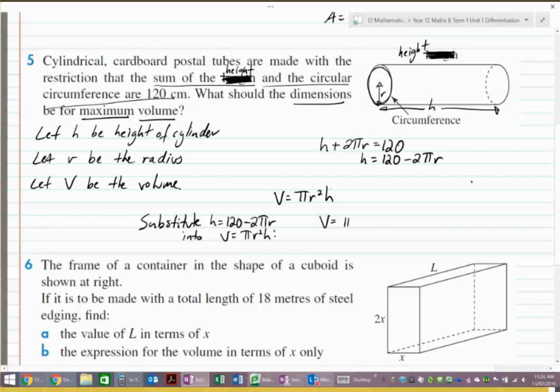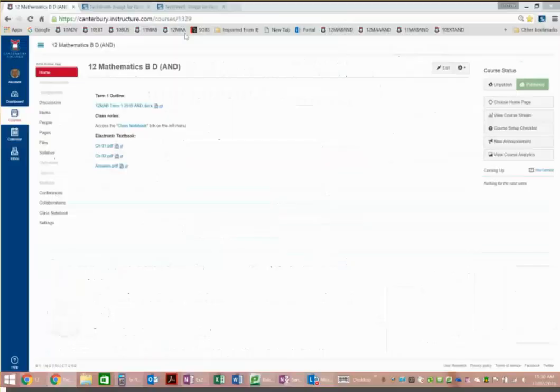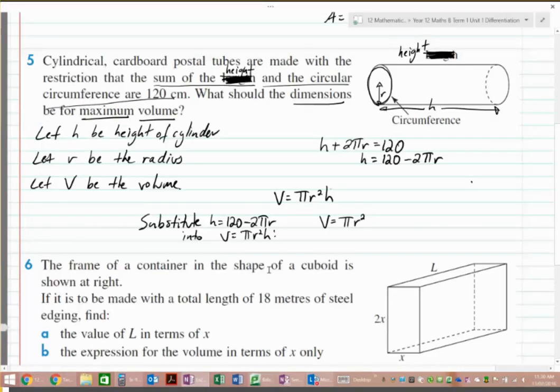V equals... okay, some dude wanted to knock on my door, so I had to stop that momentarily.